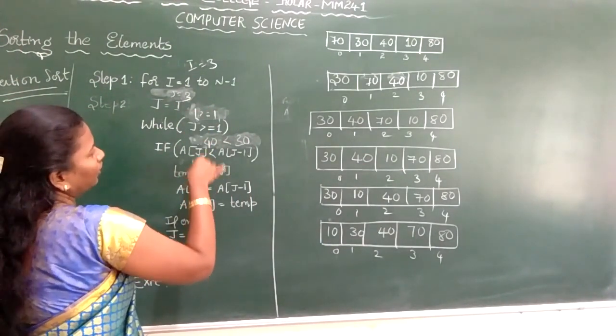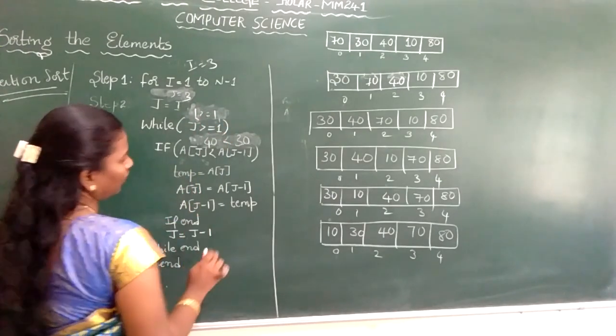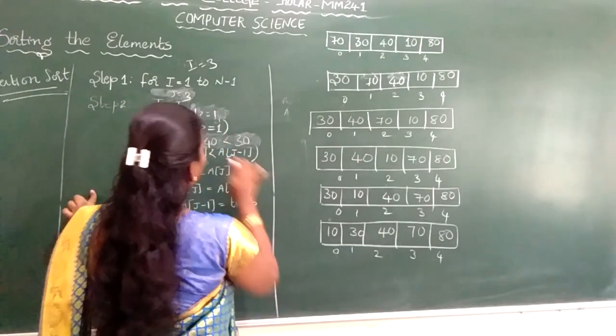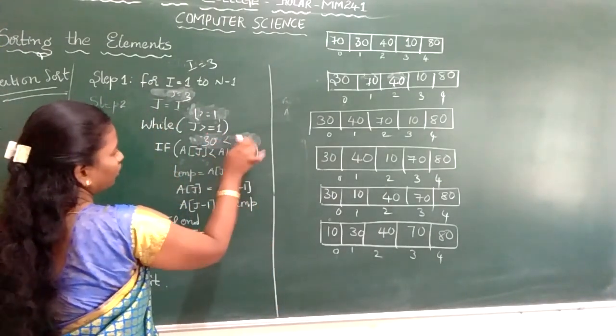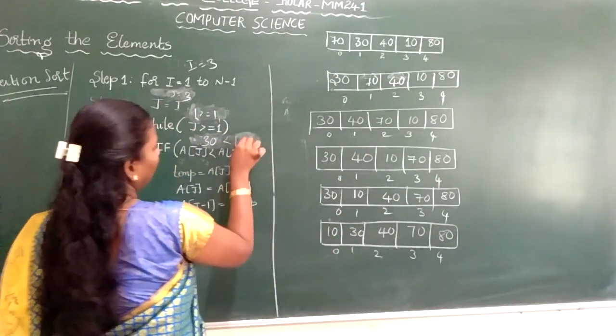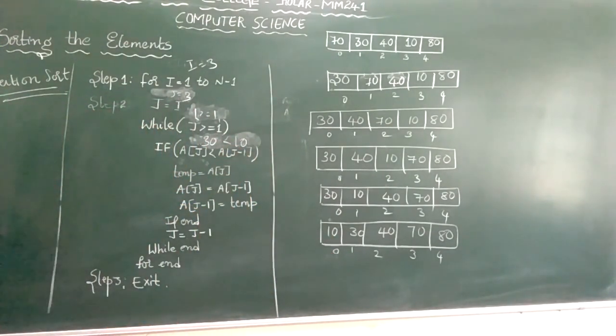1 is greater than or equal to 1. Yes, condition satisfied. What is A of 1? A of 1 is 30. 1 minus 1 is 0. What is there in the 0 position? 10. Is 30 less than 10?